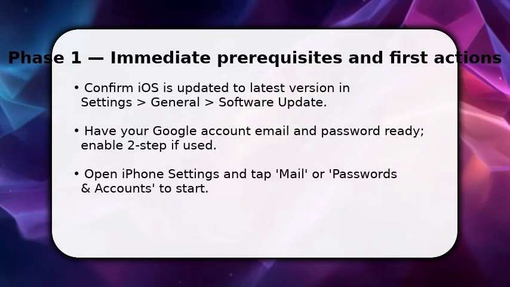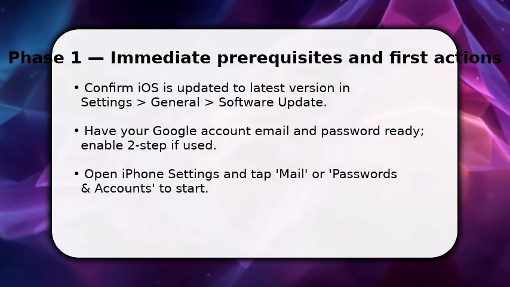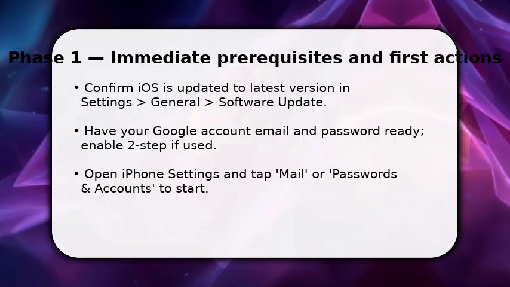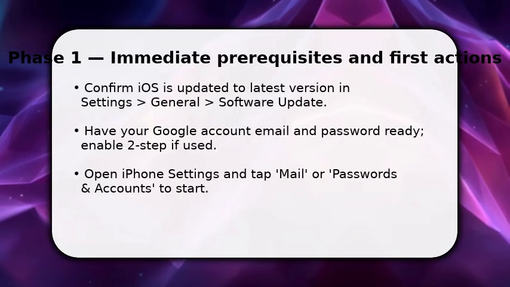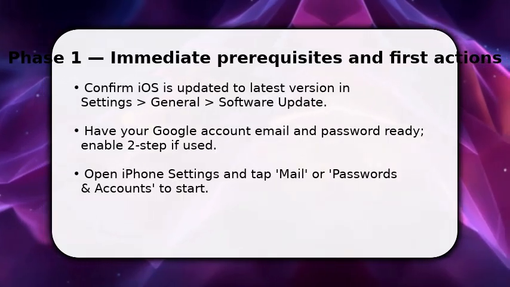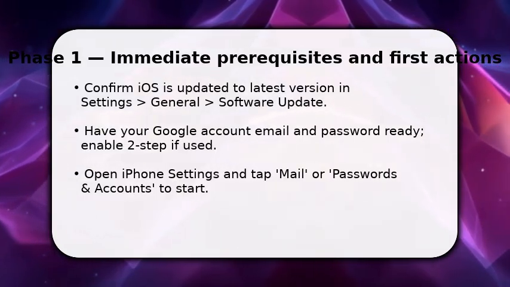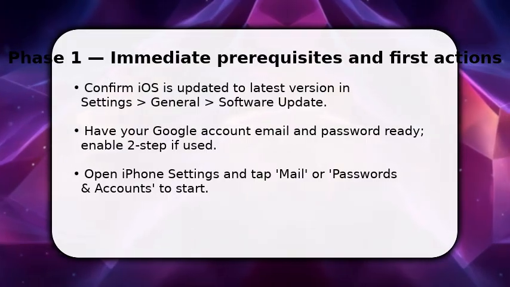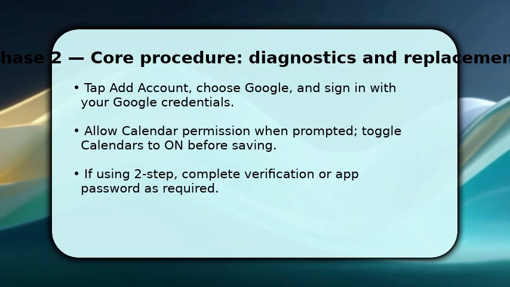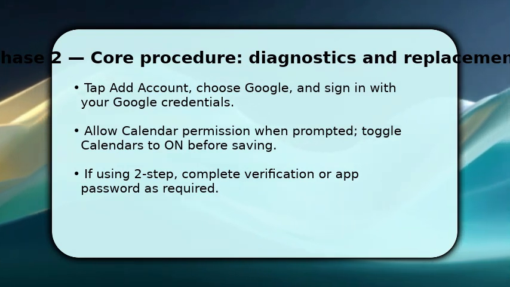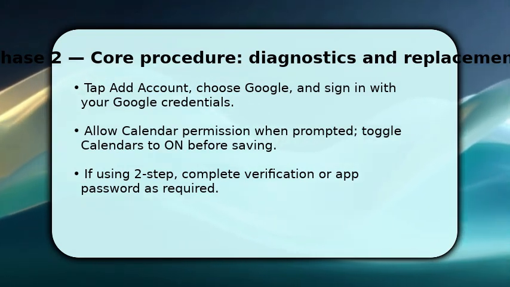Once done, open Settings and tap Mail or Passwords and Accounts. This is where you add the Google identity. You'll enter your Google email, then password, and accept permissions. This grants calendar access. This step sets the foundation so events sync reliably across apps, rather than only within one app. You choose Google and sign in. This authenticates your account and lets iOS request calendar permissions.